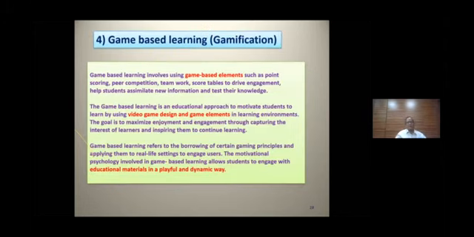Then the fourth one is related to game-based learning. This is also a method which has been developed in the last century and practiced in a number of subjects in a number of places. But we are not going to tackle the entire curriculum with game-based learning. Now in game-based learning, there are a number of game-based elements such as point scoring, peer competition, teamwork, score tables to drive the student engagement and enthusiasm.